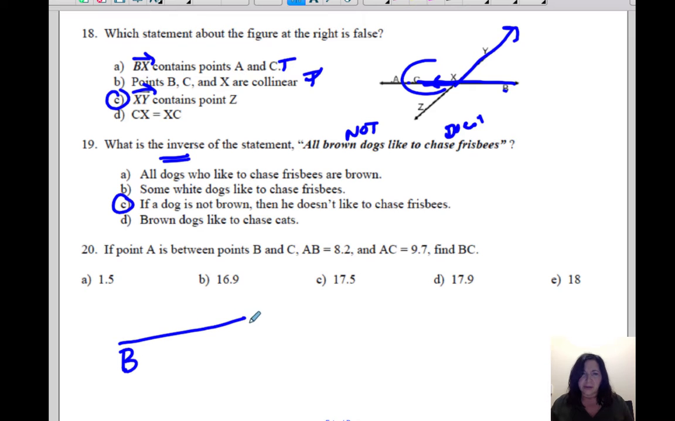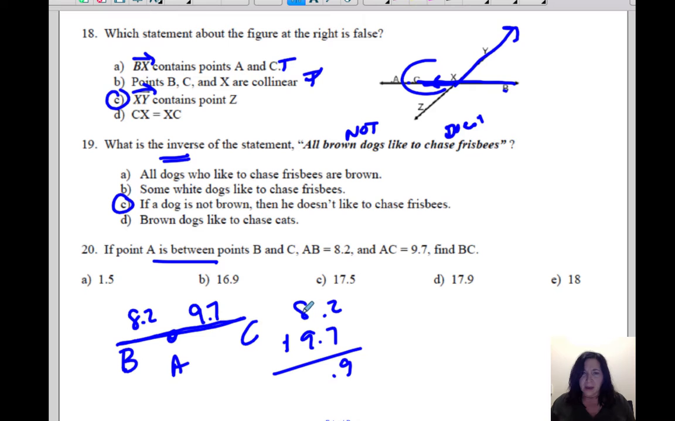If point A is between B and C, okay, let's draw that. B here, here's C, A is in between. Okay, so I don't know where it is. We're just going to put it there. It says AB is 8.2 and AC is 9.7. Find BC. Well, that's just the whole length. So that's just 8.2 plus 9.7. What is that? 17.9. I got D.